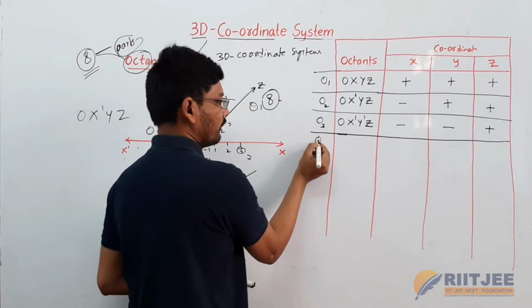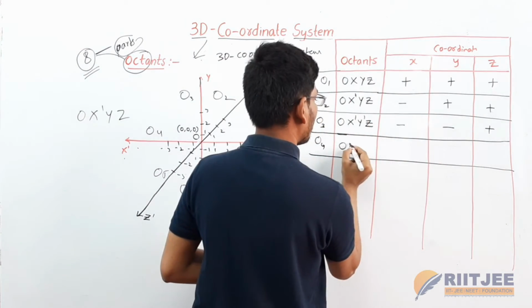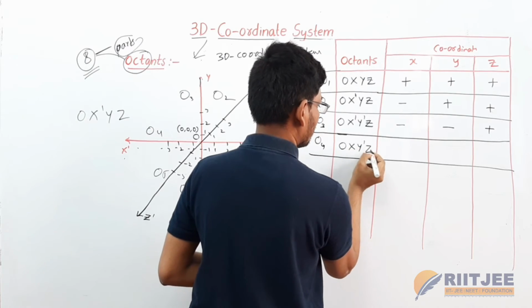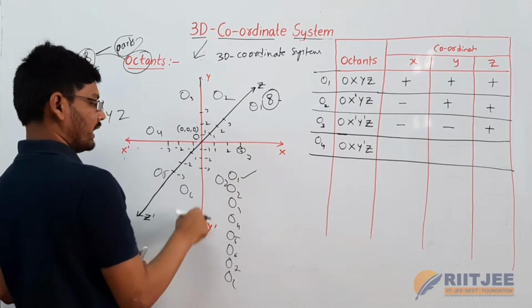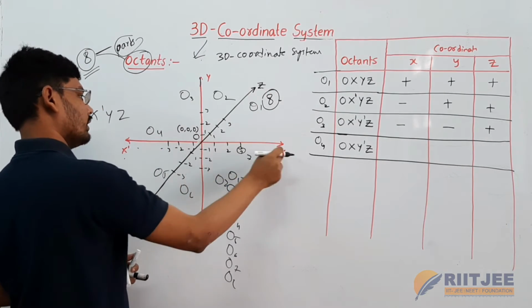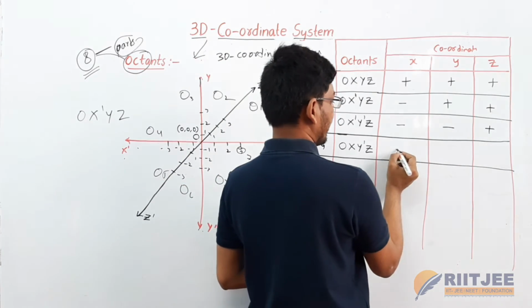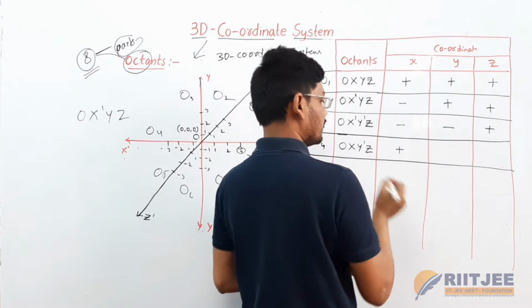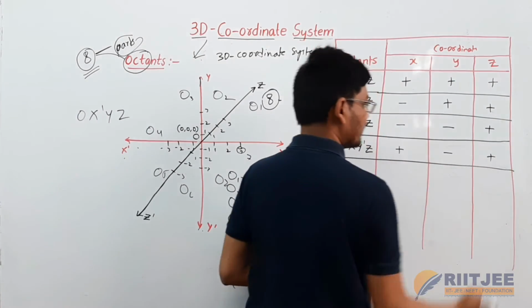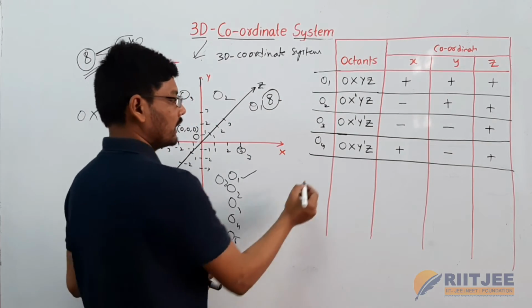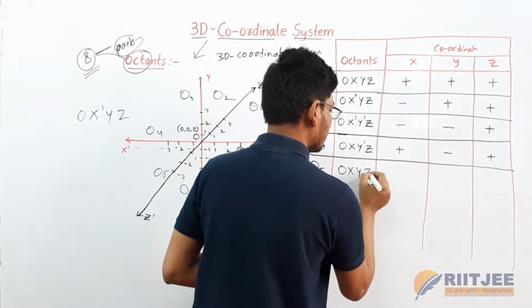And octant 4 here I am taking, OXY'Z. For this one, the X coordinate will be positive, on Y' we are getting negative values, and on Z we will get positive values. And octant 5 here, OXYZ'.